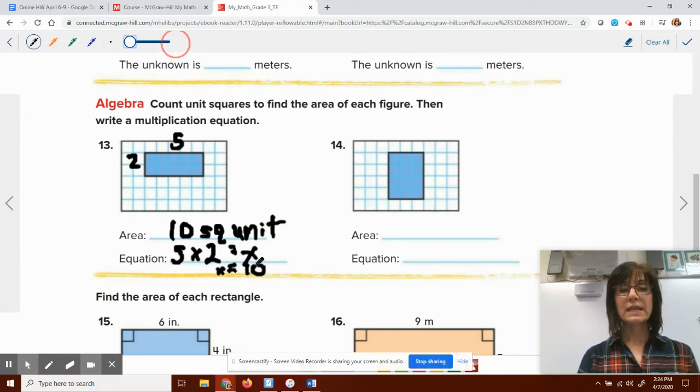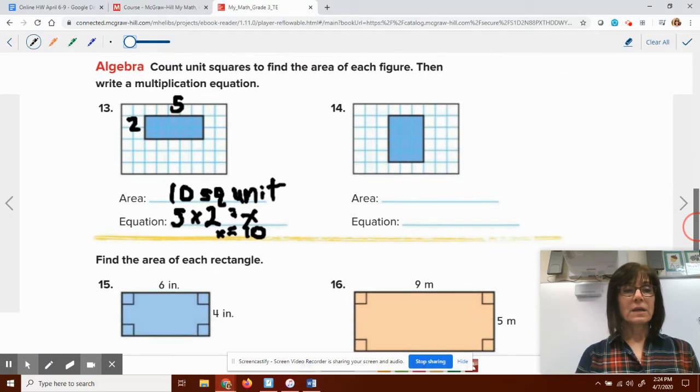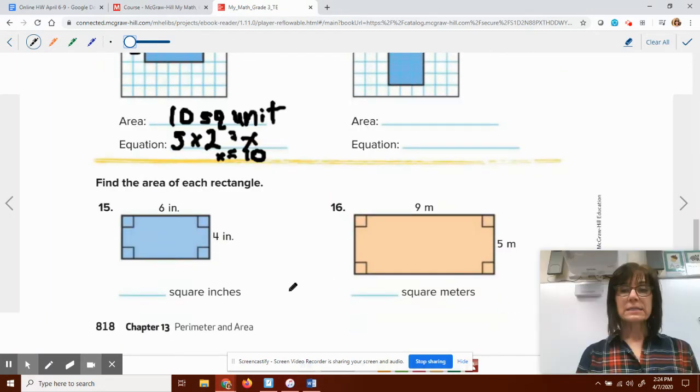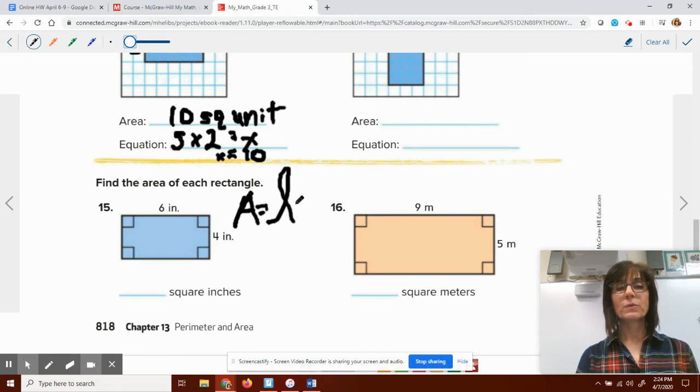I would do the same for number 14. The area, and then you can go ahead and do the equation. 15 and 16, using the formula of area equals length times width, you will find the area for both of those.